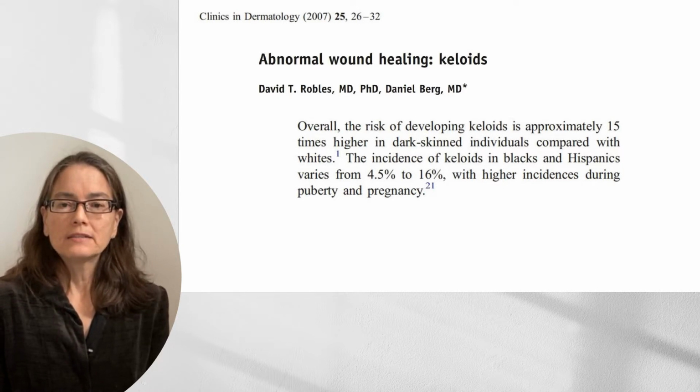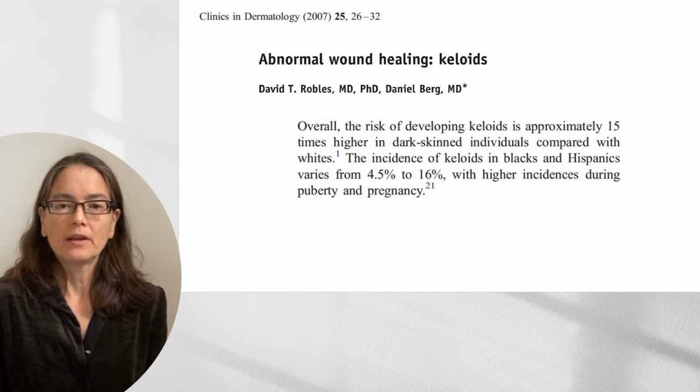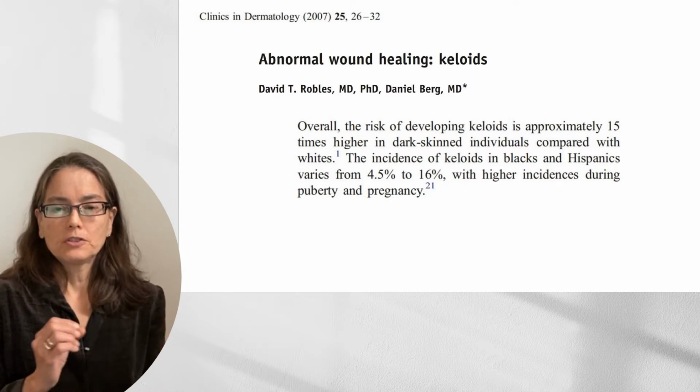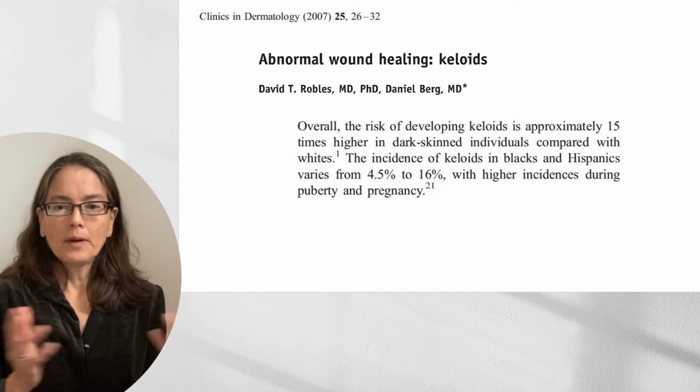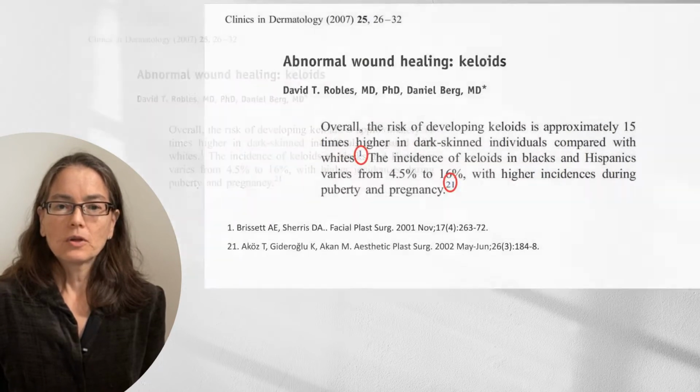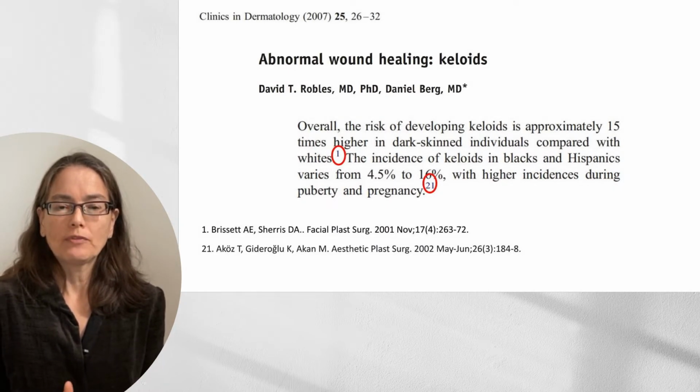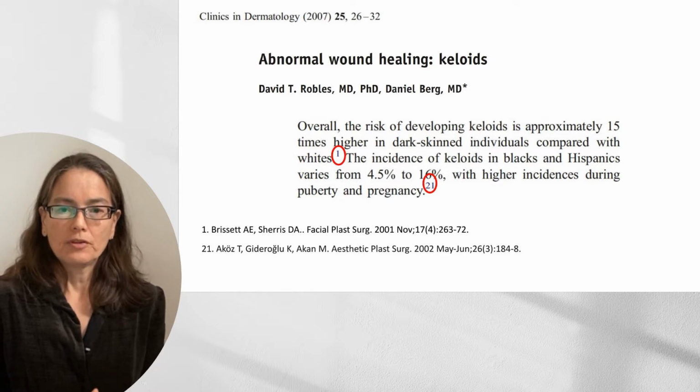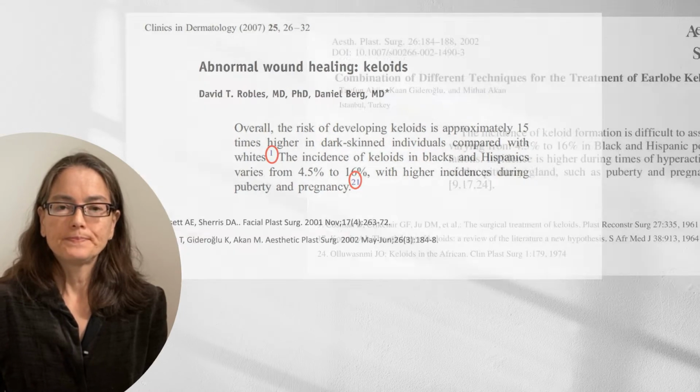And then we have an incidence of keloids in blacks and Hispanics varying from 4.5 to 16%. So UpToDate is referring to a review article, and somehow we've lost 0.5% just in that transition. So let's now look at these two references that Robles and Berg are using. One is Brissett for the 15 times higher, and the other is Akkosh. And we're going to begin with Akkosh.